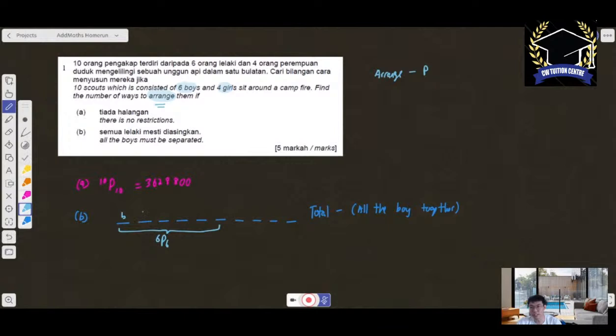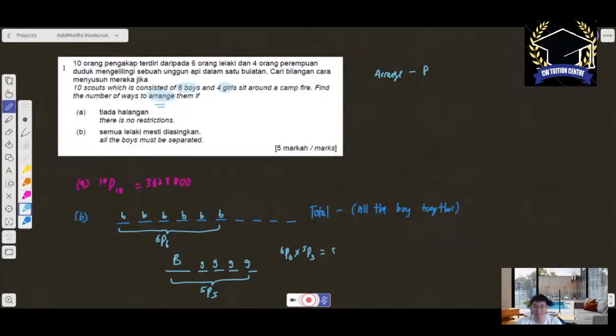6p6. So boy, boy, boy, boy, boy, boy. All the boys together, and it becomes a big boy group. And then you got 1, 2, 3, 4 more spaces. So you got girl, small girl, small girl, small girl, small girl. You want to arrange all these things, you put 5p5. So you put the boys together, 6p6, and group them to become one big boy group. Then this big boy group, combined with the 4 girls, we arrange them again. So 6p6 times 5p5, I will get an answer.